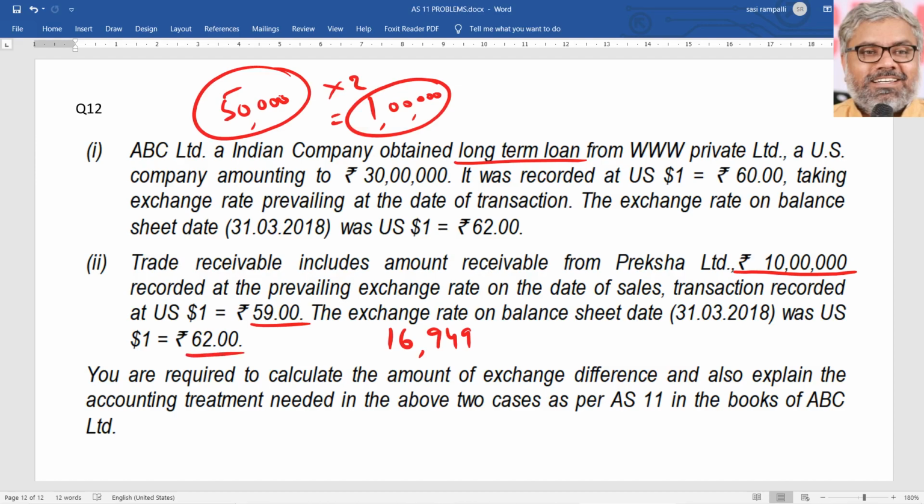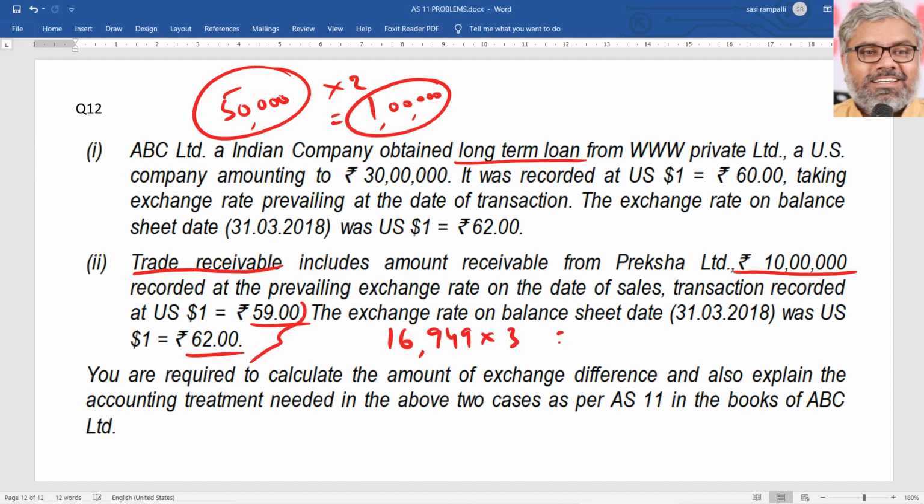Once again, be careful here. Here also the dollar has appreciated, but it is not a loss. This is a gain here because it is a trade receivable, not a payable. Earlier it was a payable, so there was a loss. Here it is a receivable, so there is a gain since the dollar has appreciated. So 3 rupees per dollar, there is a difference.